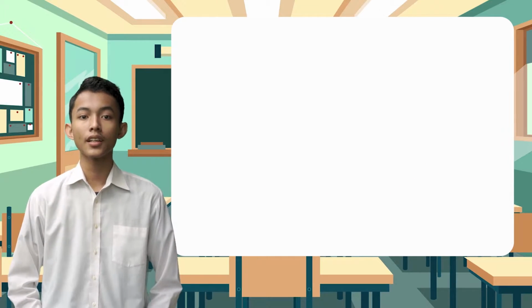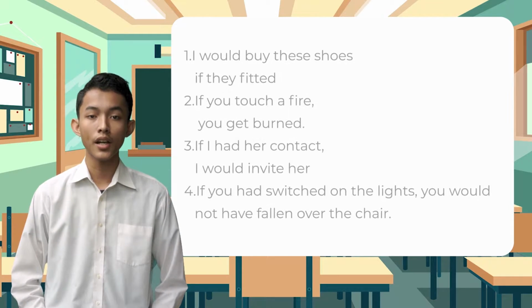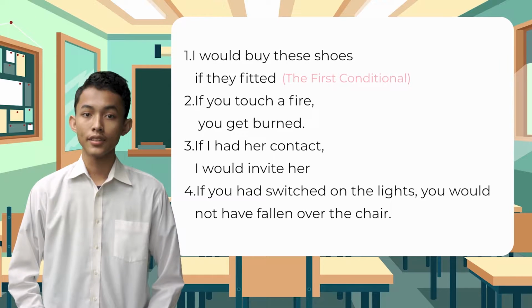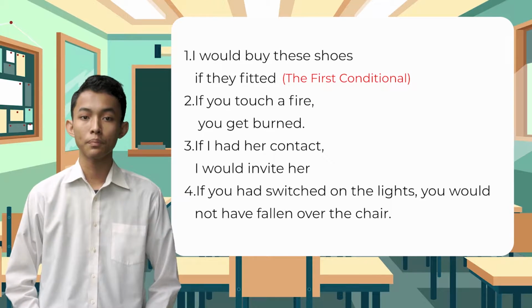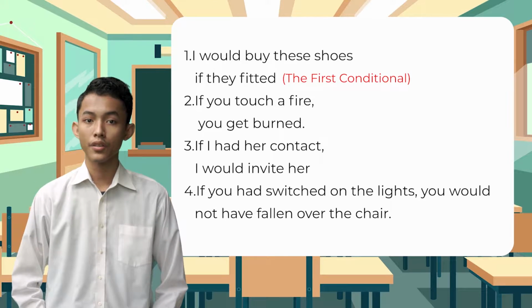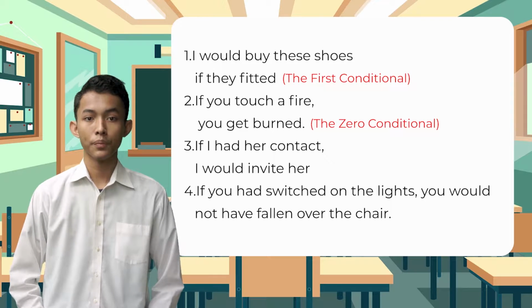For some exercises, let's classify these sentences into the appropriate type. The first one, I would buy this shoe if they fit. It is the first conditional because I might buy in the future. Number two, if you touch a fire, you get burned. It is the zero conditional because if you touch a fire with a bare hand, your hand will always get burned.